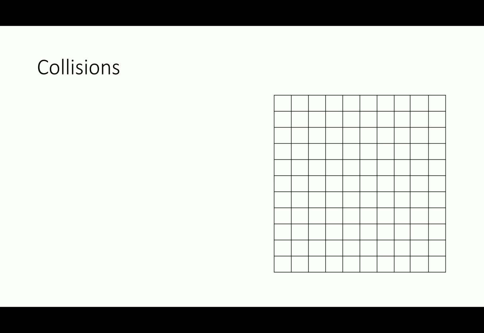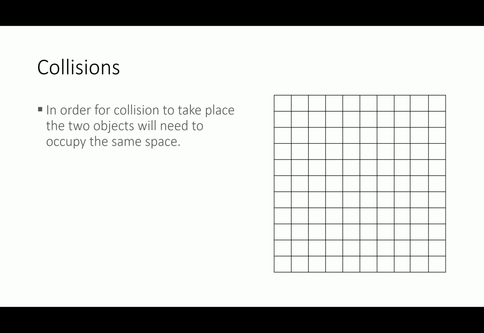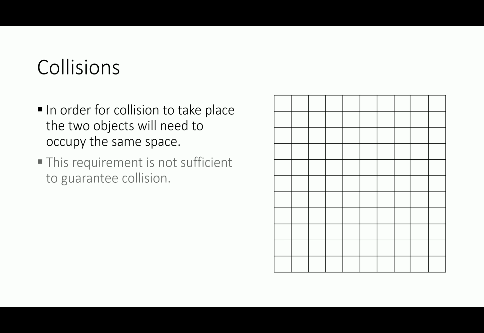So let's move on and have a look at some work to do with collisions. Well, first off, how do we prove collisions? For a collision to take place, we know that the two objects need to occupy the same space. However, this requirement is not sufficient to guarantee collision.